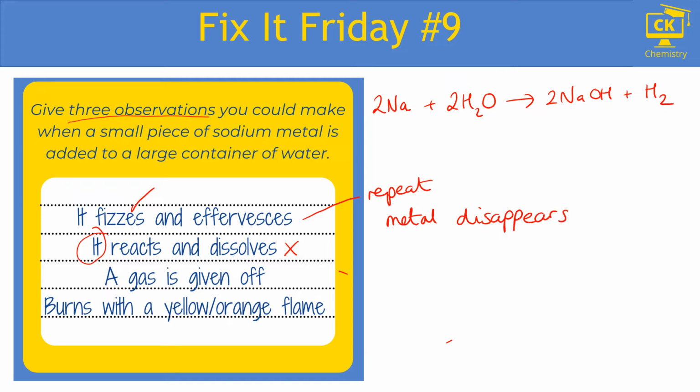This question is also very common in A-level with, for example, the addition of magnesium to acid or a carbonate to an acid as well. Same idea, the solid reactant disappears during the reaction. Disappears may sound like it's not a very technical term, but that is literally what you observe. You observe the metal getting smaller, shrinking, and it's not there anymore.